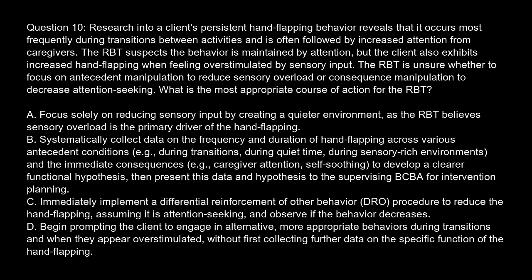Option C. Immediately implement a differential reinforcement of other behavior (DRO) procedure to reduce the hand flapping, assuming it is attention-seeking, and observe if the behavior decreases. Option D. Begin prompting the client to engage in alternative, more appropriate behaviors during transitions and when they appear overstimulated, without first collecting further data on the specific function of the hand flapping.